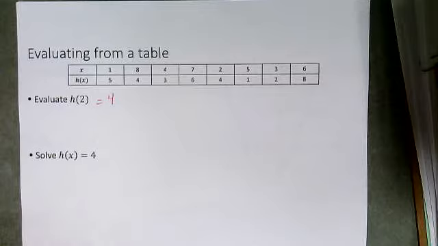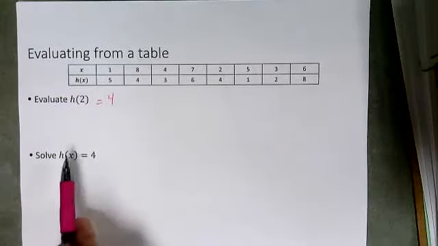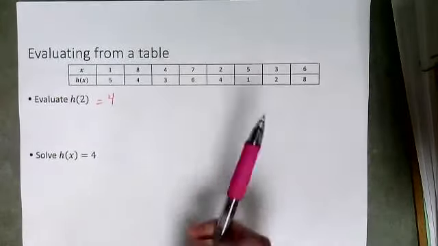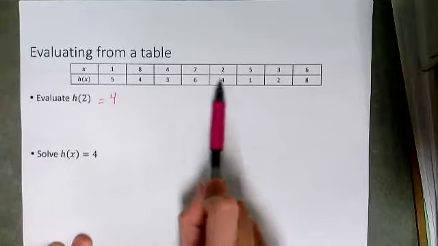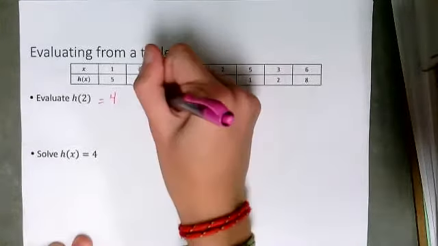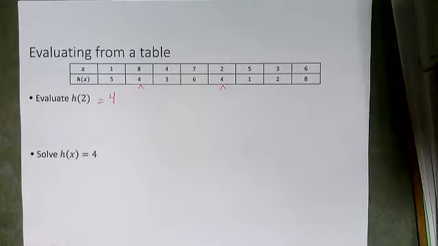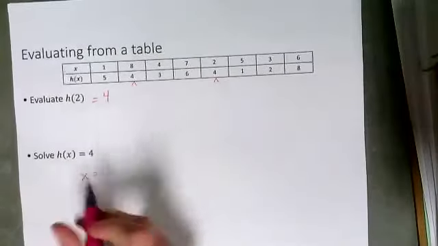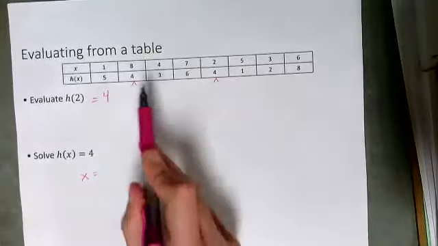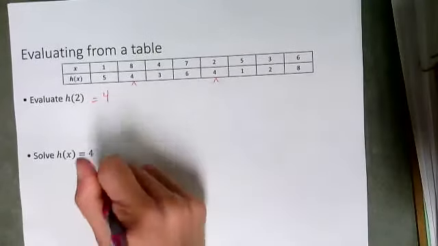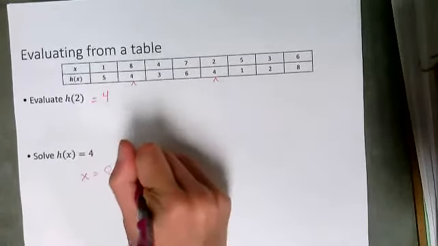Okay. So now, how about solving? If we solve for h of x is equal to 4, we find out where on our table we are at 4, and that's here and here. So the x values where h of x is equal to 4, well, just read from the table. x is equal to 8, or x is equal to 2.